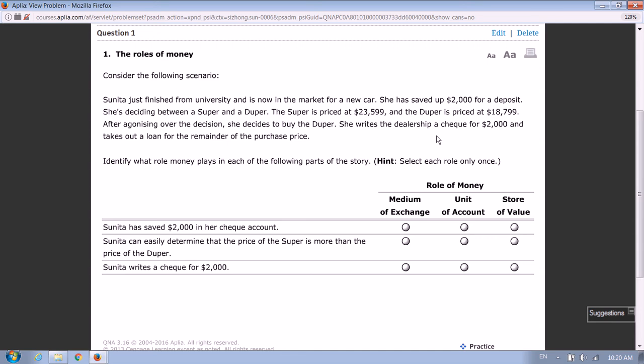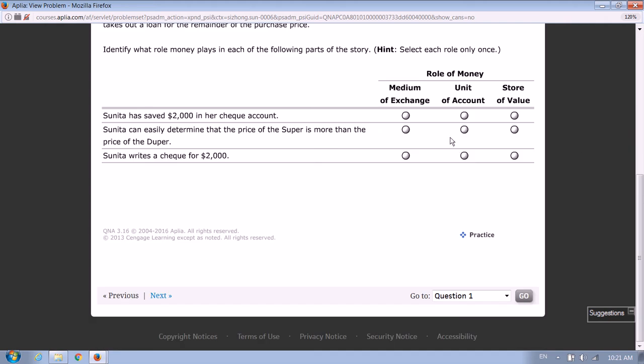The Super is priced at $23,599. The Duper is priced at $18,799. After agonizing over the decision, she decides to buy the Duper. She writes the dealers a check for $2,000 and takes out a loan for the remainder of the purchase price. Identify what role money plays in each of the following parts of the history of the story.